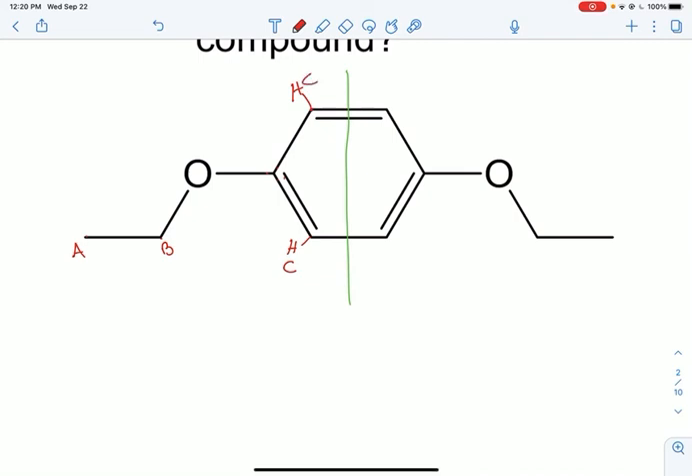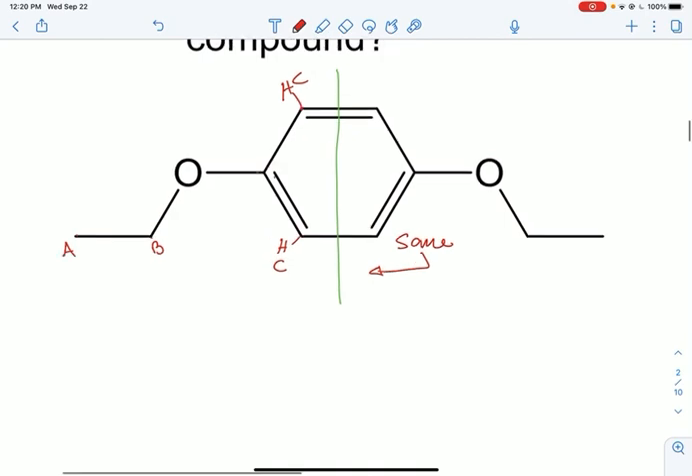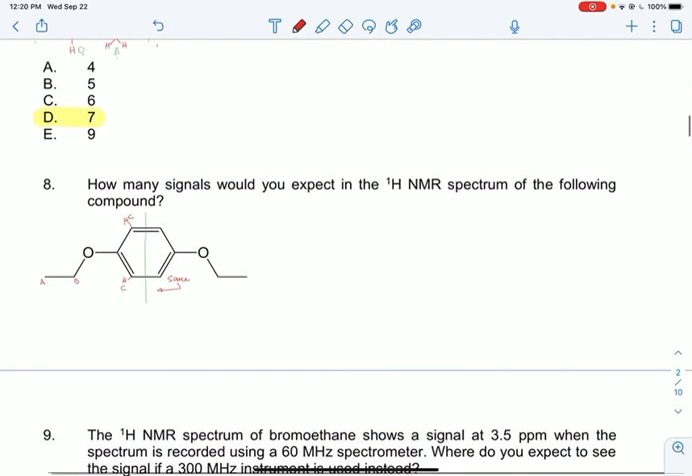That will be C. Now, because we know it's symmetrical, this side is just going to be the same as that side. So we know there's only 3 signals. So how many would you expect? 3 H-NMR signals.